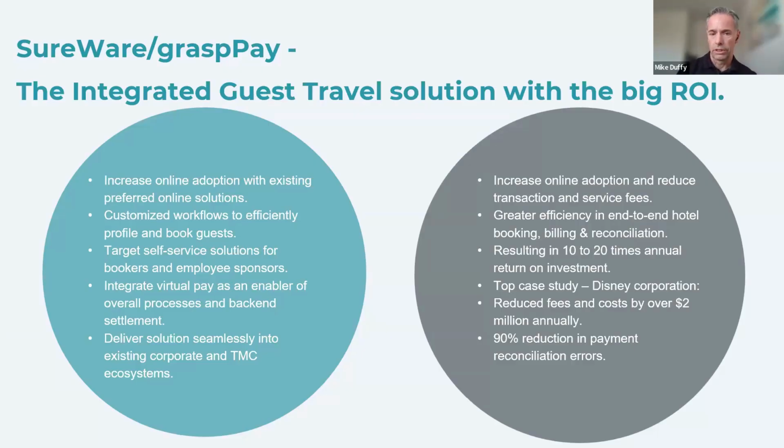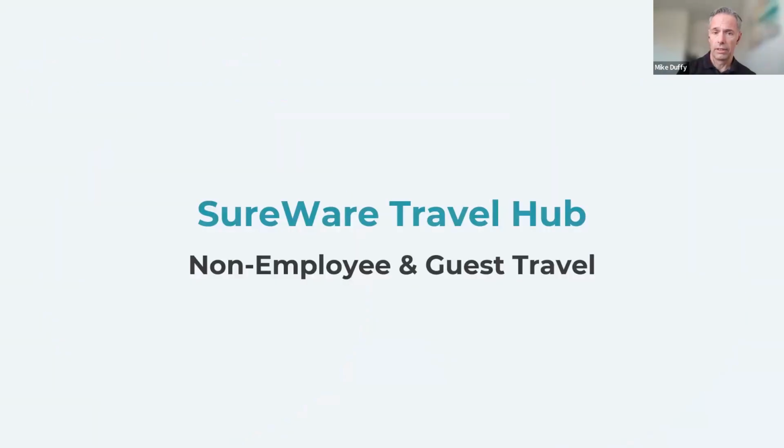And one of the strongest examples that we've had is a top case study with Disney, where they modernized the non-employee hotel payments and the reconciliation that they managed, where they were able to save over 2 million annually and achieved a 90% reduction in their reconciliation errors. And Rob, if you can, tell us a little bit more on how that came to be.